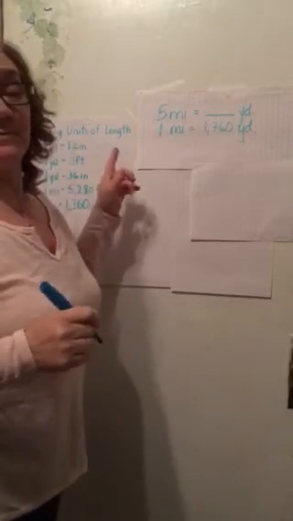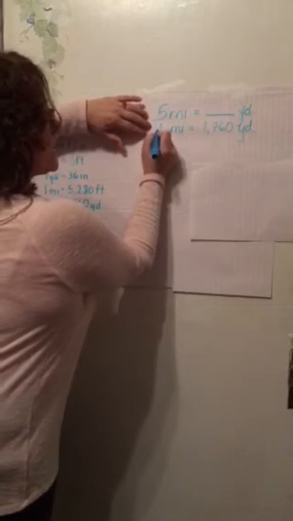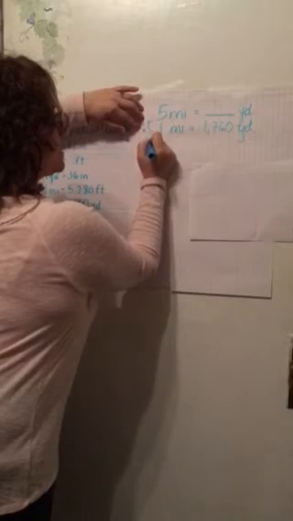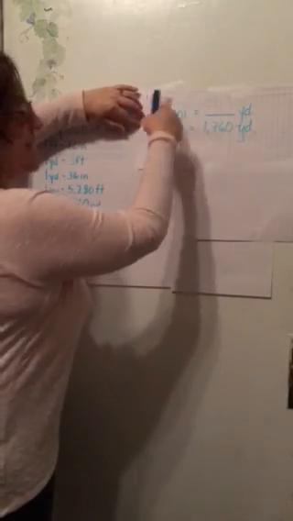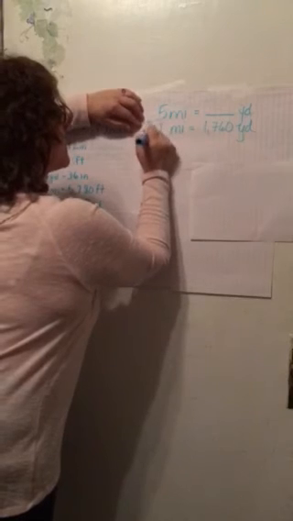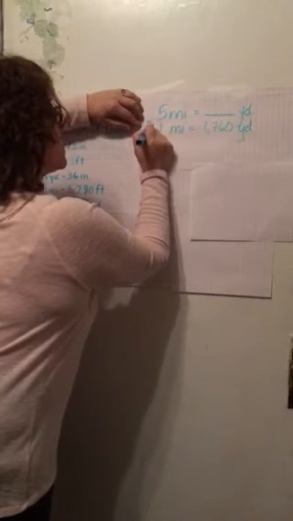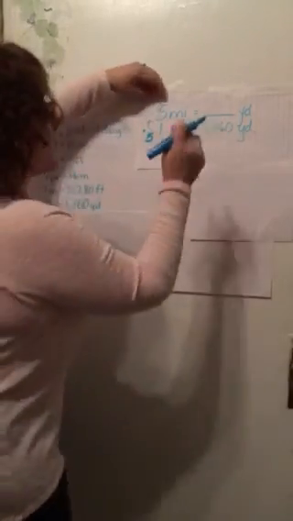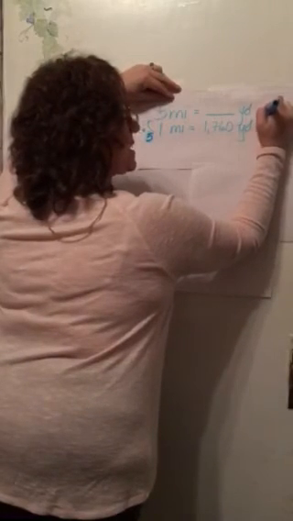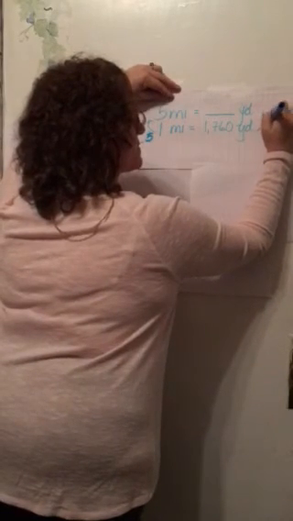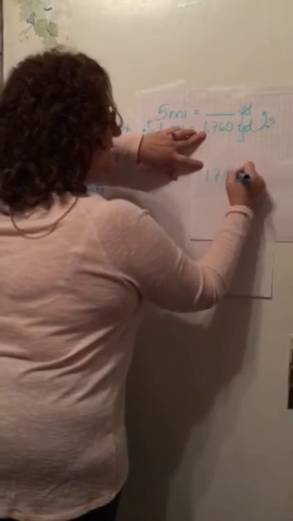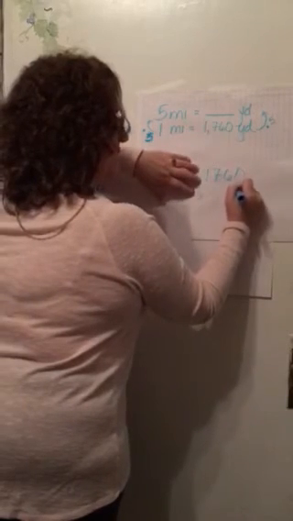Once again, this next step is my times what step? I look here and I say, how would I get from 1 to 5? Times what? 1 times 5 gives me 5. Which means, to be fair, like we always have to be in math, I have to do the exact same thing on the other side. So I've got to take my 1,760 and multiply it by 5.